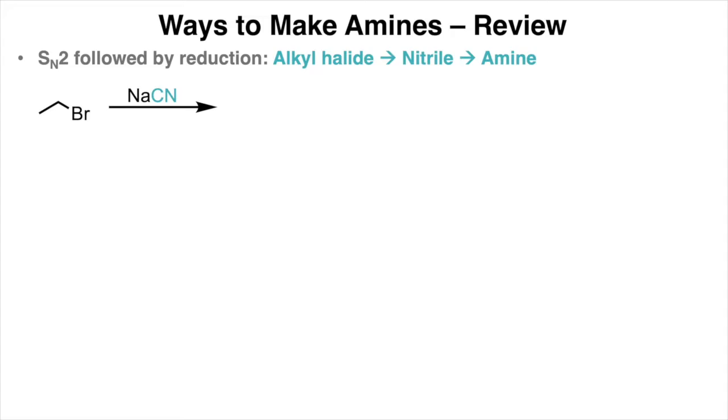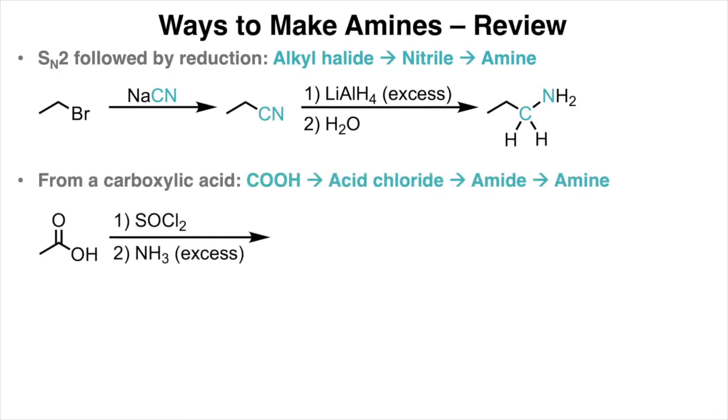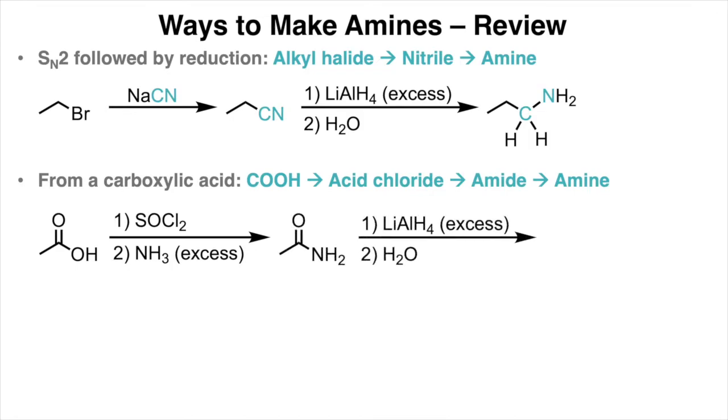Some previous ways to form amines are an SN2 reaction using NaCN to form a nitrile, followed by reduction of the nitrile to a primary amine using an excess amount of LiAlH4. Another way is to start from a carboxylic acid and convert it into an acid chloride using SOCl2, followed by an excess amount of ammonia to form an amide, then reduction of the amide to a primary amine.